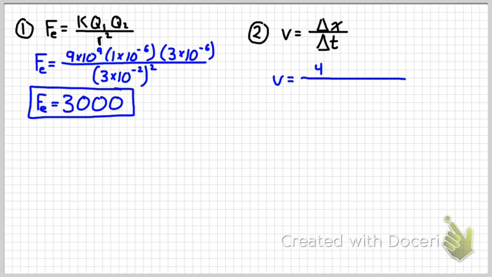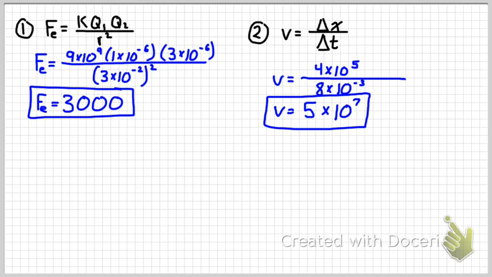The second one should look like this. And when you evaluate, you should get 5 times 10 to the 7th. It may show up on your calculator as 5E7, or it may show up on your calculator as 5 with 6 zeros behind it. Whichever way it shows up, you can write it in either standard notation or scientific notation.